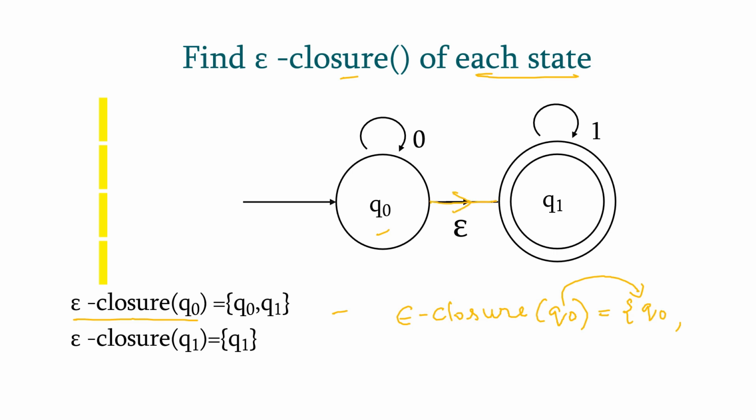On epsilon it goes to Q1. Okay, again in Q1 if we search for epsilon moves, here we don't have any, so we can skip. So we just conclude Q0 and Q1.